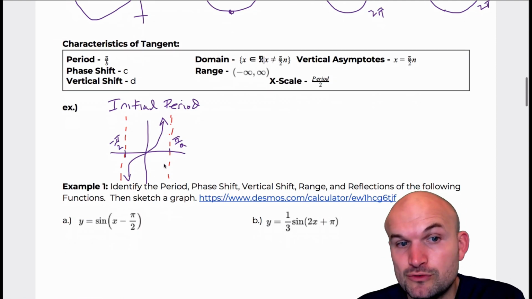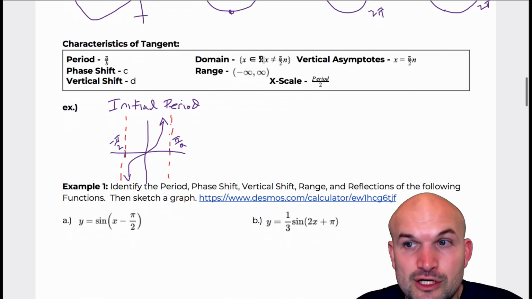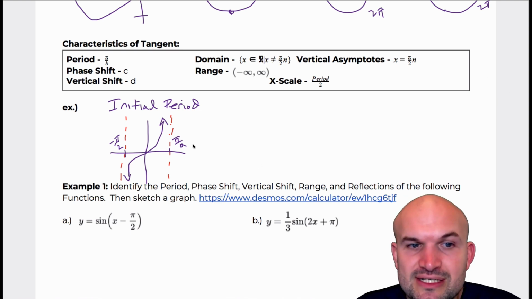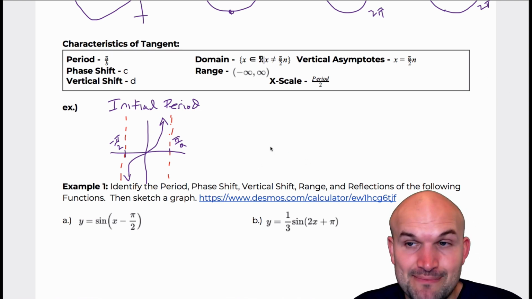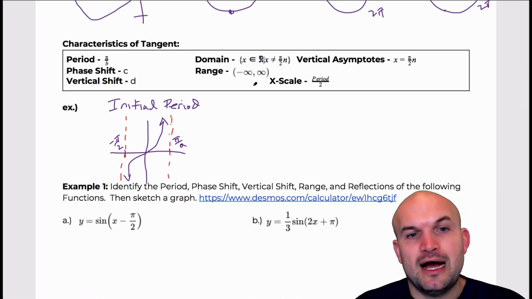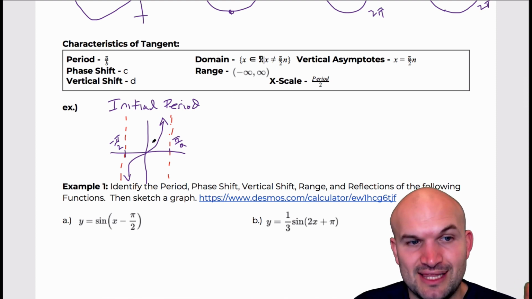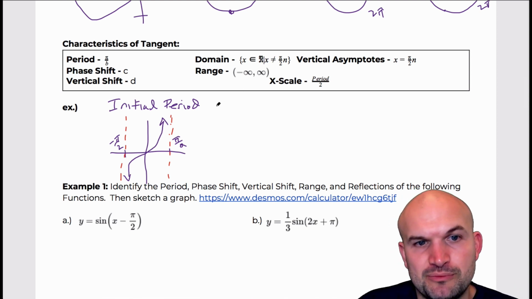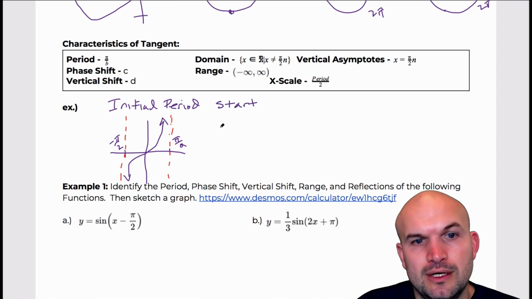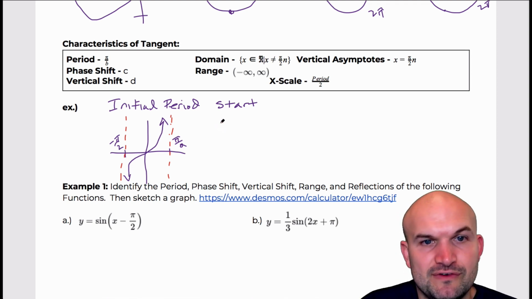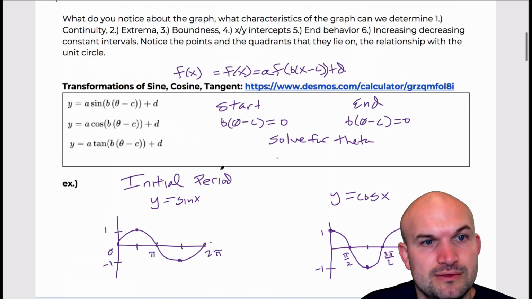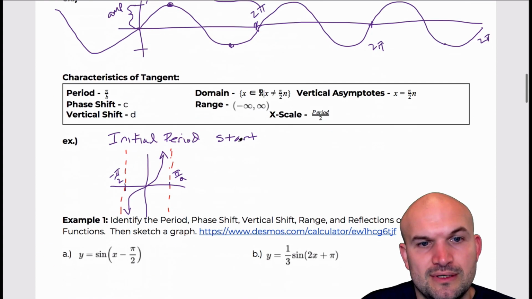Again, this graph is going to repeat itself, just like the sine and cosine graphs. The difference here, though, is the period: instead of being 2 pi, the period is actually only pi. The same thing that we talked about before applies. However, if you want to find the start and the end of the initial period, what I like to do is take negative pi halves. Oops, I'm sorry. You want to set whatever's inside of your function, which is the exact same as we did before, b theta minus c. So we'll do b times theta minus c.